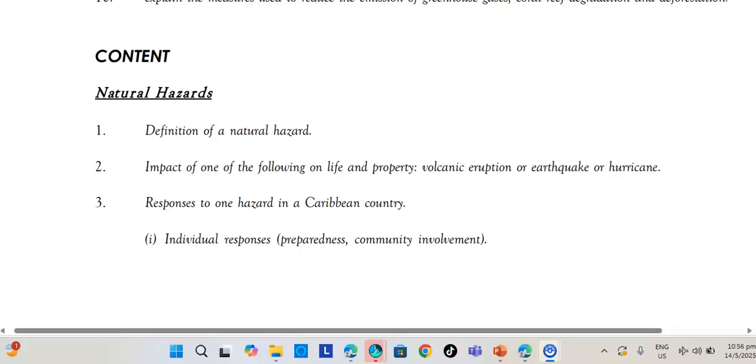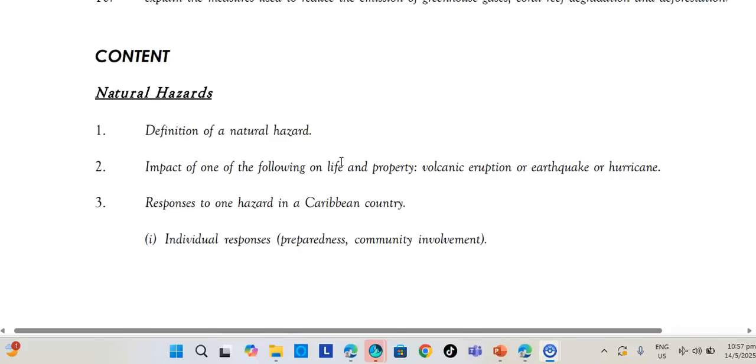What are the impacts of a natural hazard? So we're going to look at hurricanes in the Caribbean, and the impact on life and property. When there's a hurricane, we have lives being lost, homes destroyed, roads and bridges damaged, power and water supplies cut off, farms and businesses ruined.